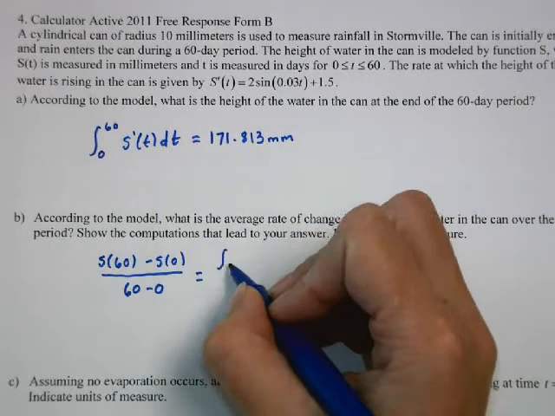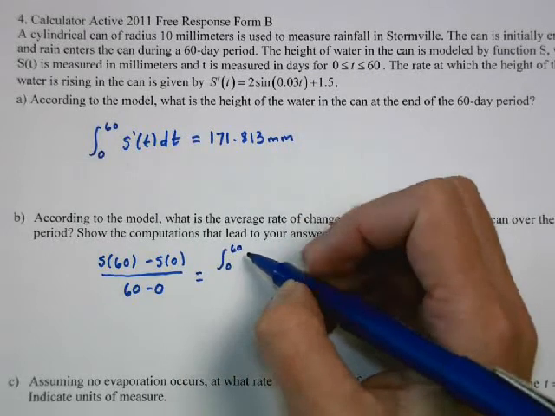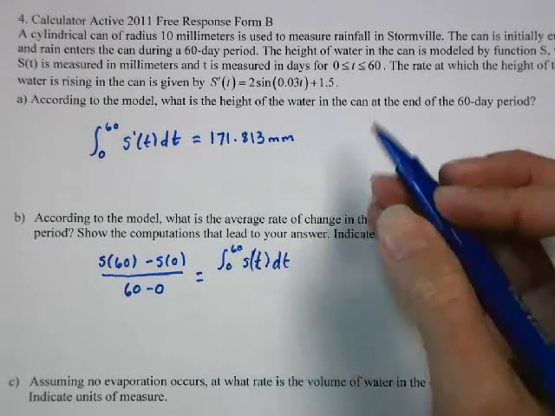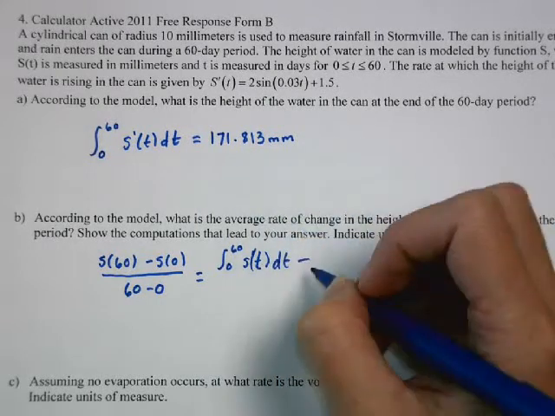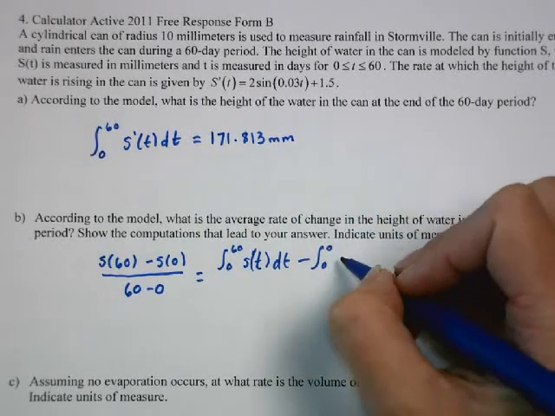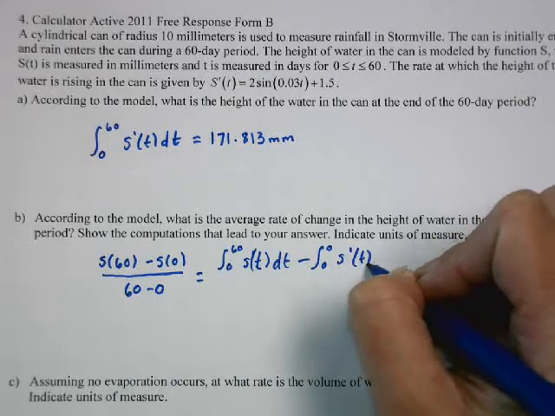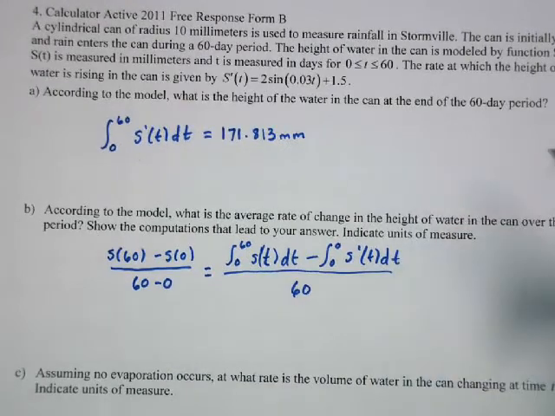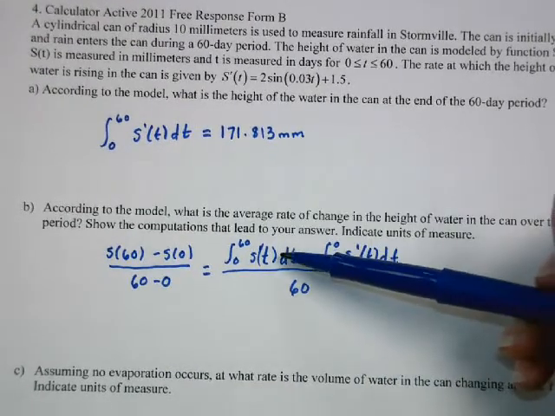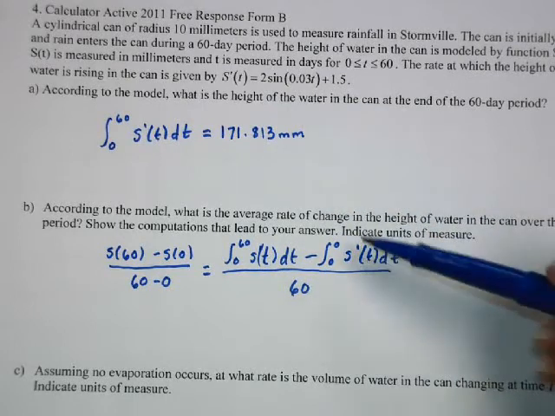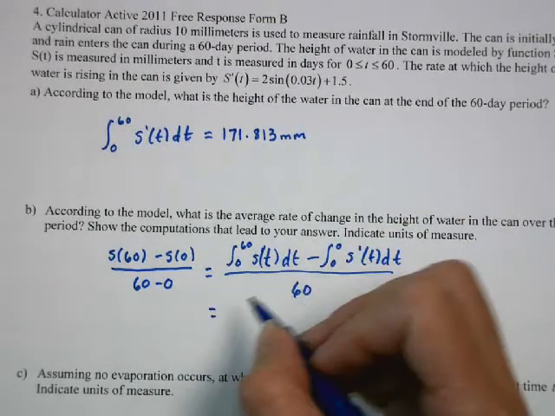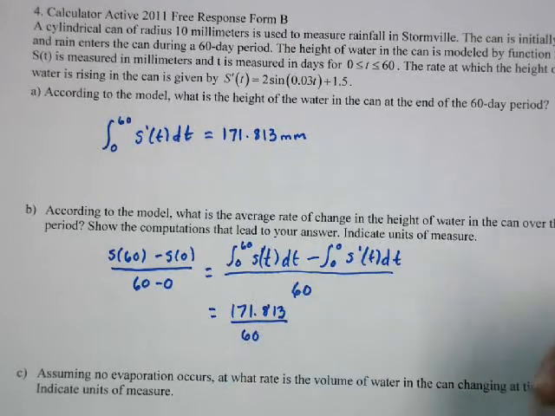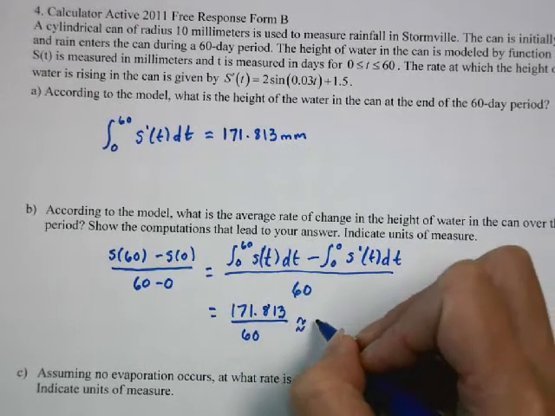So we're going to integrate from 0 to 60 of s prime of t, which we already evaluated, minus the integral from 0 to 0 of s prime of t. Now as I'm writing this, we probably could have done this without the integrals because we know the amount at 60 is 171.813 and we know the amount at 0 is 0. So this is really just 171.813 divided by 60, which is approximately 2.864.